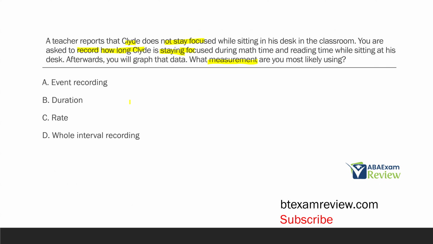What about rate? Well, rate involves frequency. And when you don't have frequency, you can't have rate. You need a count to calculate rate. If you don't have a count, you can't have rate. And then whole interval recording. Whole interval recording is a discontinuous measurement procedure where we're only taking a sample of the time and then we're breaking that into intervals. We don't have a sample here and we don't have intervals, therefore we cannot be using whole interval recording. The measurement we're most likely using is B, duration. We are recording the length of time Clyde is staying focused, the duration of Clyde's focus.